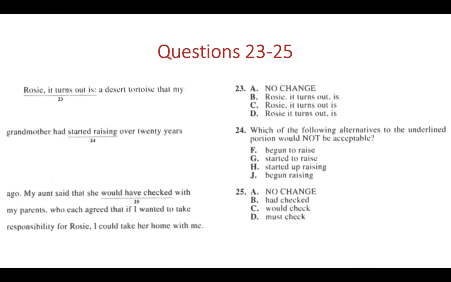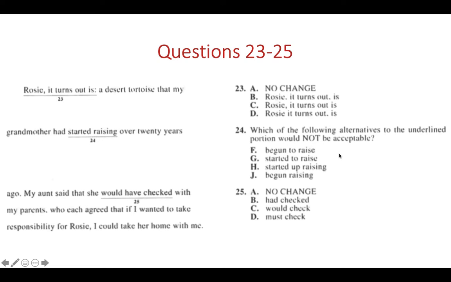23. Rosie, it turns out, is a desert tortoise that my grandmother had started raising over 20 years ago. So this is an interruption with paired commas, which is what we were looking at with the Devil and Tom Walker. So here's your subject, here's your verb. You could take this out: Rosie is a desert tortoise. So Rosie, comma, it turns out, comma, is a desert tortoise. That's an interruption, so we need paired commas around it. We definitely do not want a colon because you can't put a colon in the middle of a sentence. Rosie, it turns out, is a fragment. It's not a complete sentence, so you could not put a colon there.